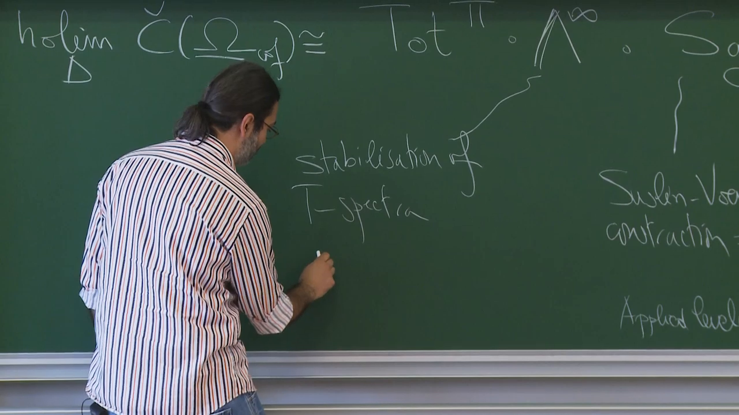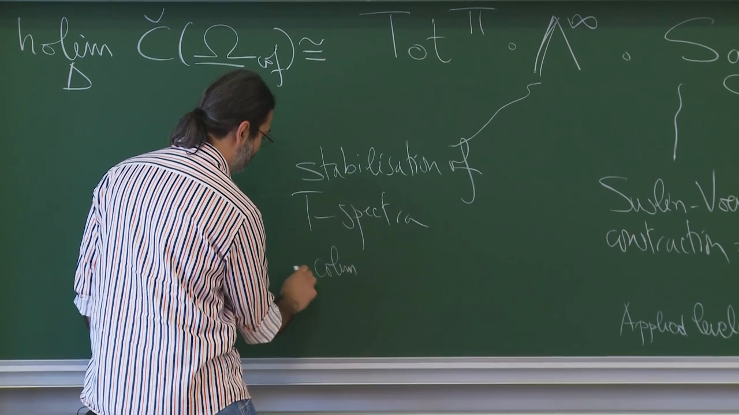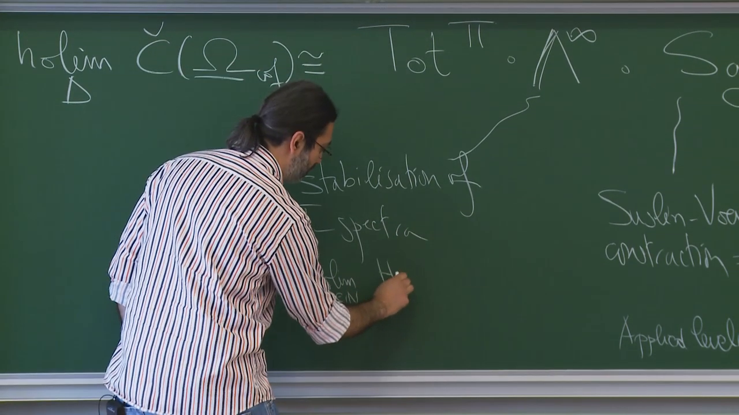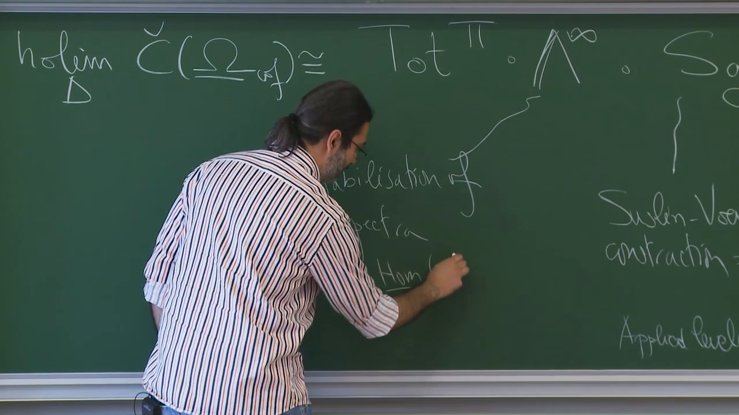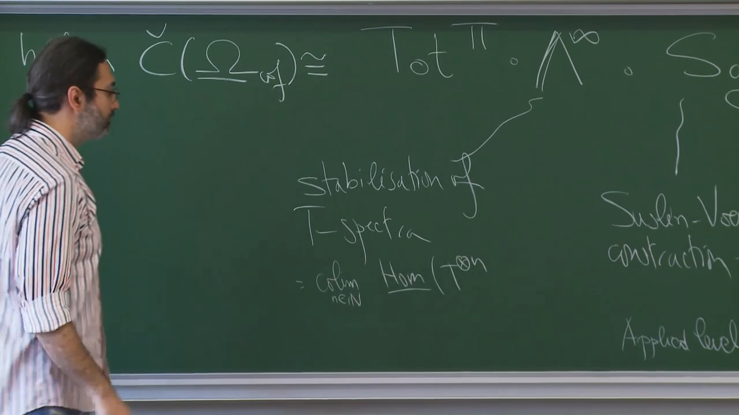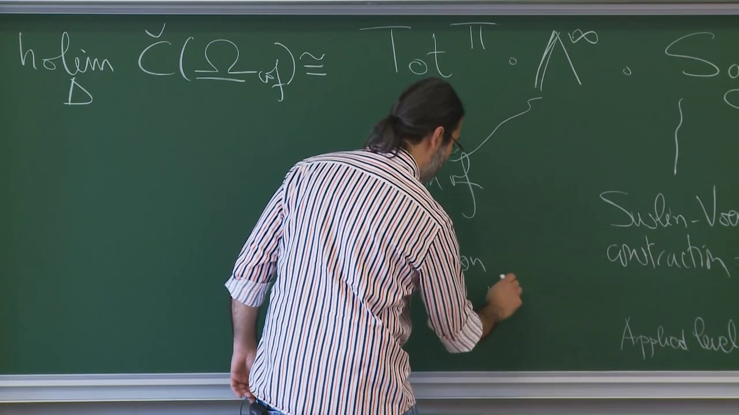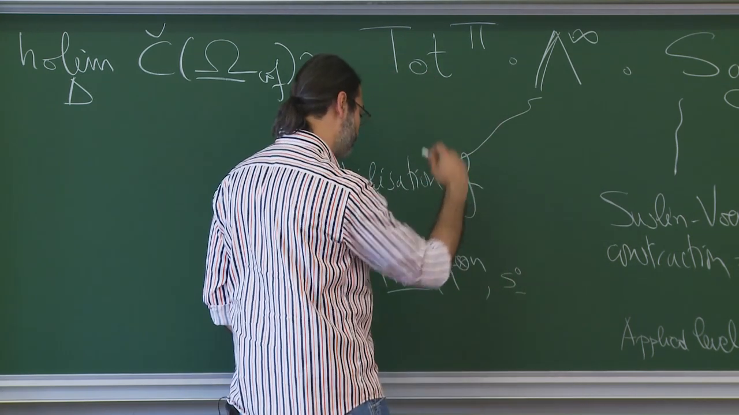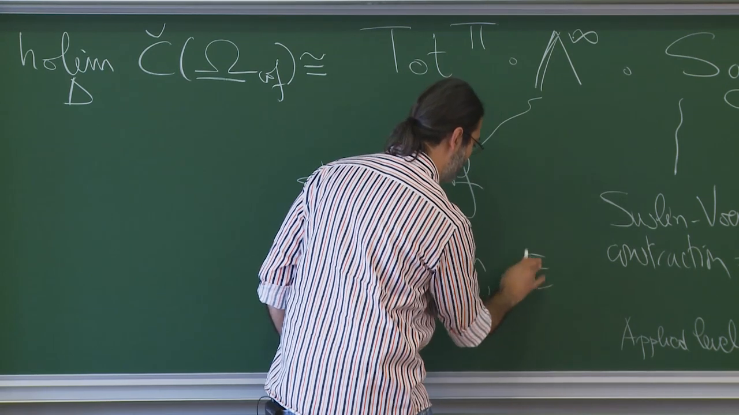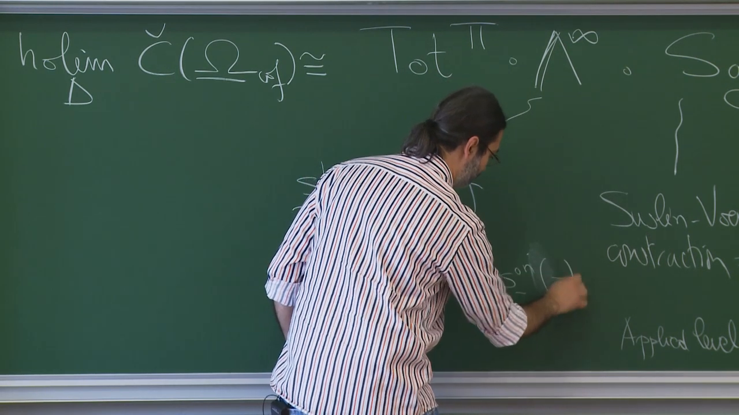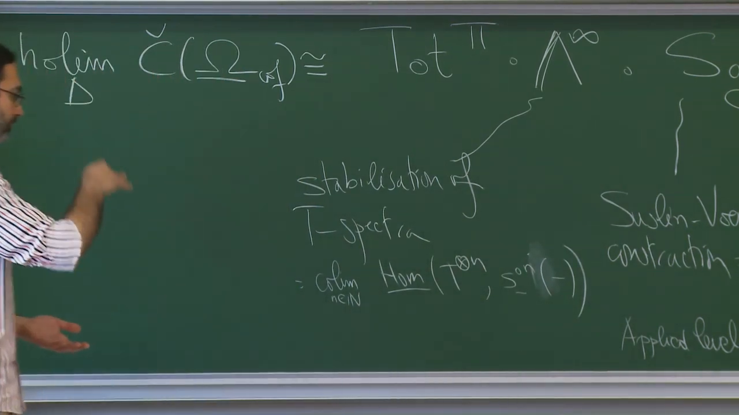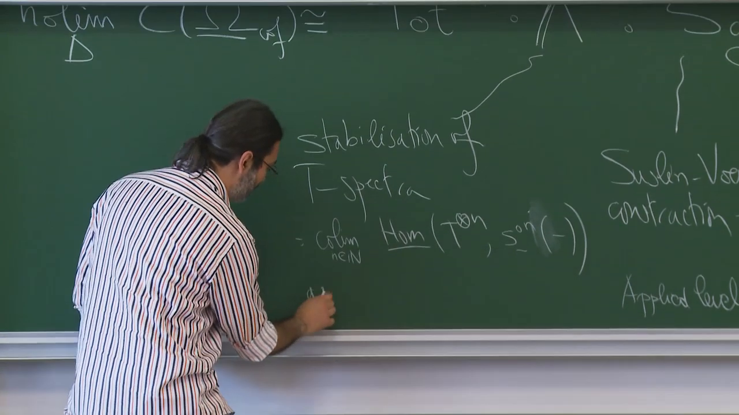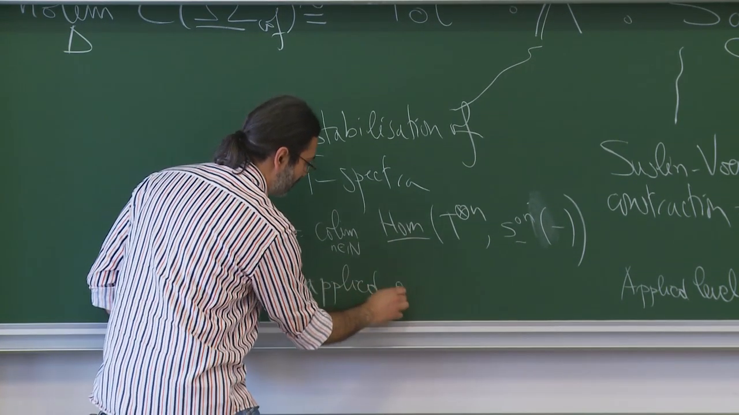It is given by a colimit over the integers of some internal Hom of tensor powers of the Tate motive against a suspension of the spectrum, so a shift in the level of the spectrum. So we shift the level n times, we replace level 0 by level n, and this is applied degree-wise again.